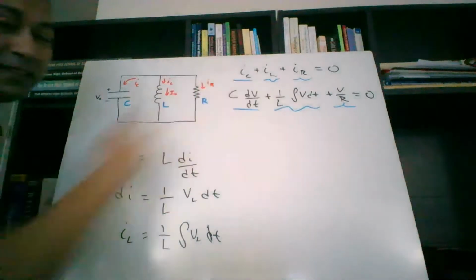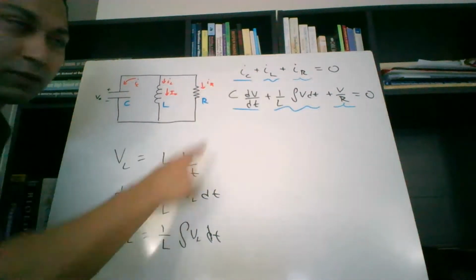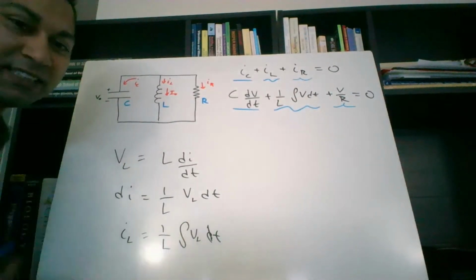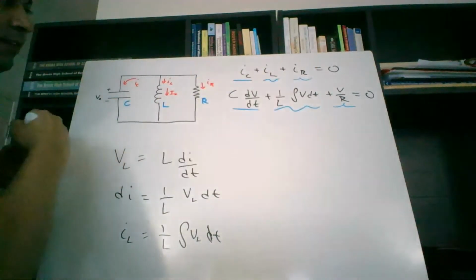Now, I don't want an integral sign here. So in order to get rid of this integral sign, I'm going to multiply this side and this side by d dt. So I'm going to multiply this entire part right here.